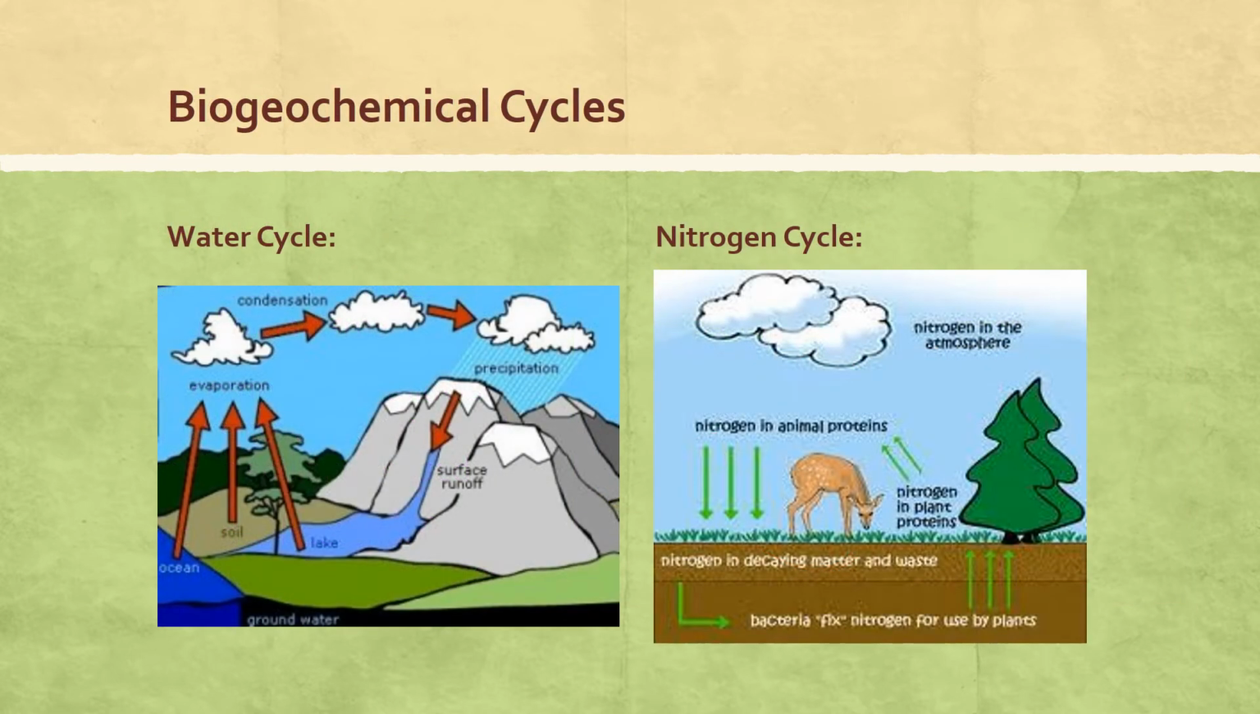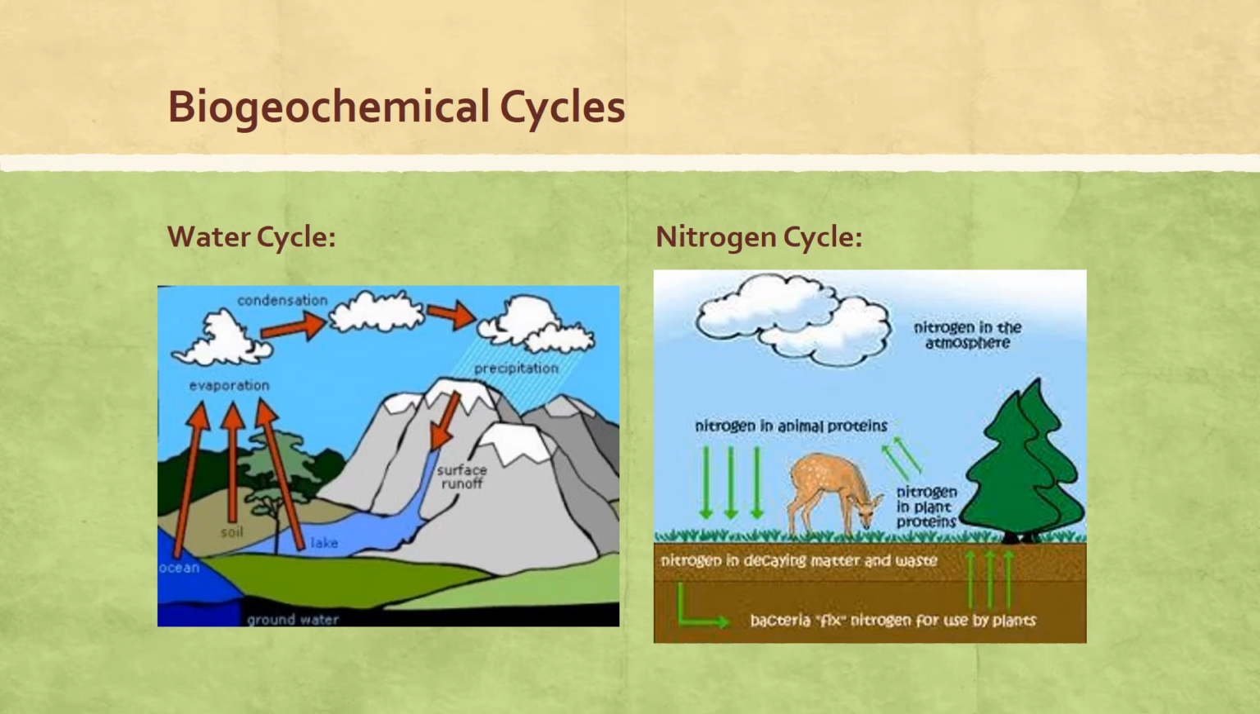So we should have two other cycles that we need to look at. First, we need to look at the water cycle. The water cycle is water from the ocean, the soil, and the lake evaporating to form clouds. Clouds condense, and then there's precipitation in the form of snow, rain, hail, any of those things. Then the rain comes back down, runs off, and goes back into the lakes, the oceans, and the soil, where it is evaporated again and continues the cycle.